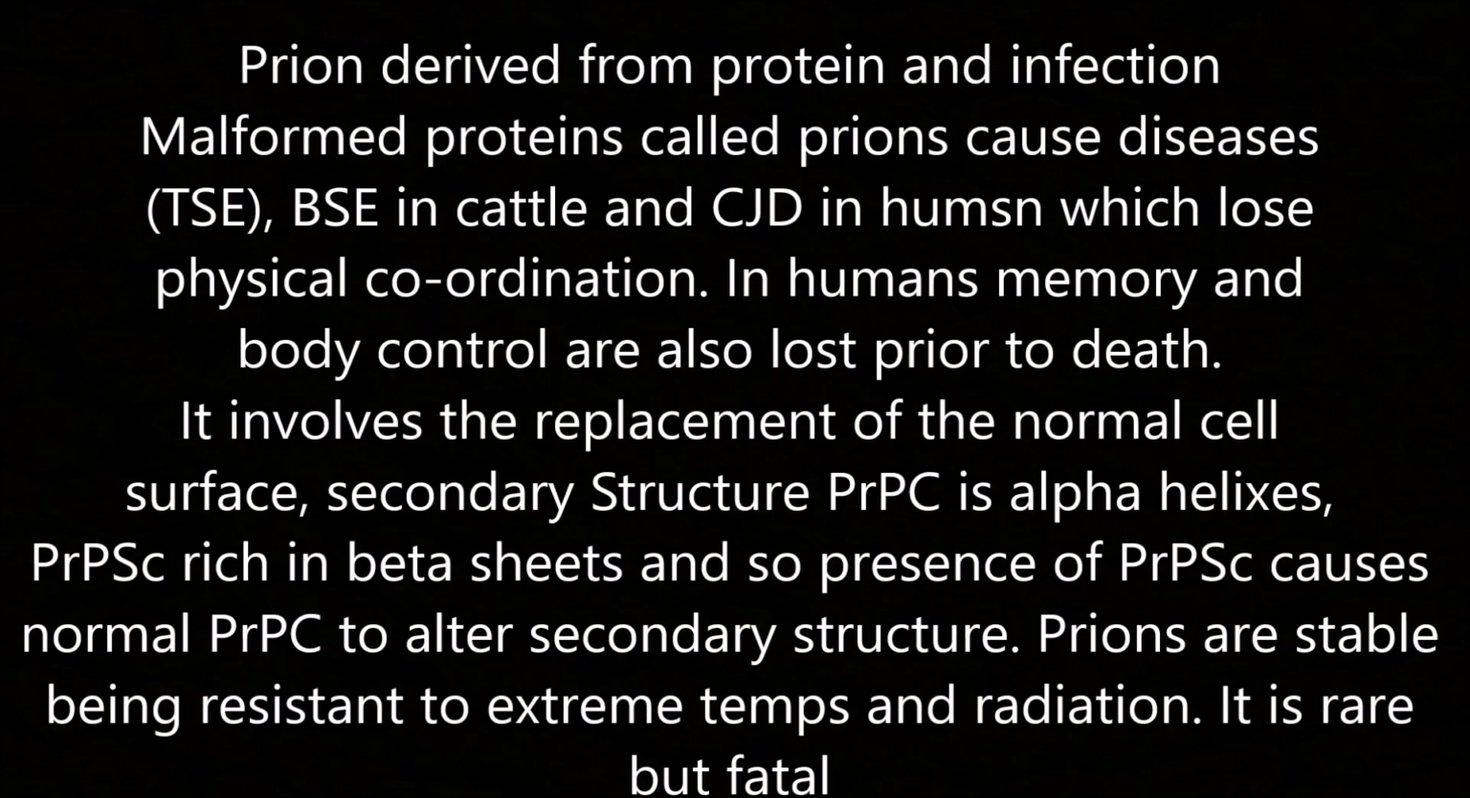Prions are going to be our next topic. Prion is derived from protein and infection, and malformed proteins called prions cause diseases such as TSE, BSE in cattle, and CJD in humans, which lose physical coordination. In humans, memory and body control are also lost prior to death.